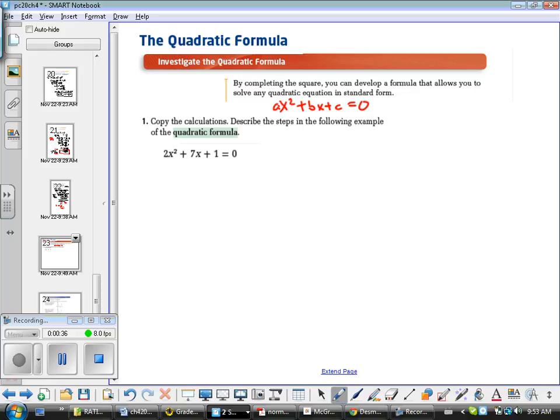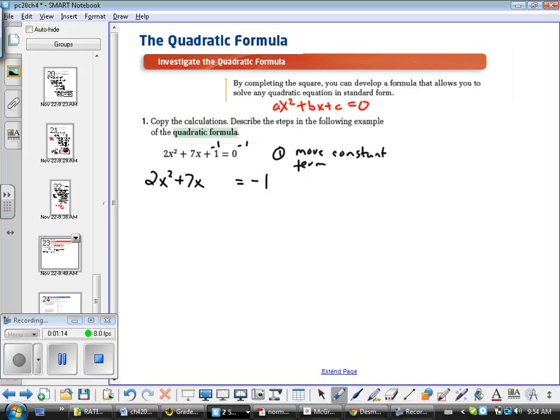I'm going to do this one just like we've done all the other ones. The first thing we did when we had an equation like this is we moved our constant term over to the right. So we had 2x squared plus 7x, and then we made our negative 1 over here, so subtract 1 from both sides. We end up with the negative 1 there. That was my first step.